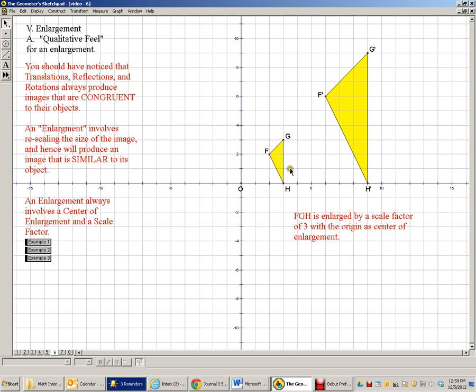So here's an example. Okay. Clearly, I've blown up FGH, right? I've made a bigger triangle here. And specifically, FGH is enlarged by a scale factor of 3 with the origin as the center of enlargement. This is how I know that.